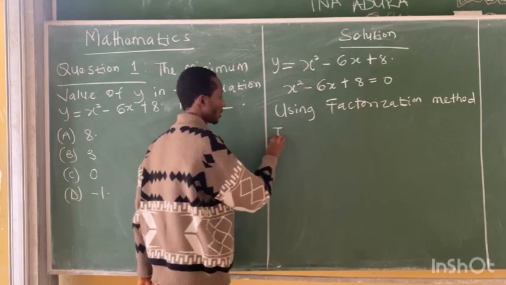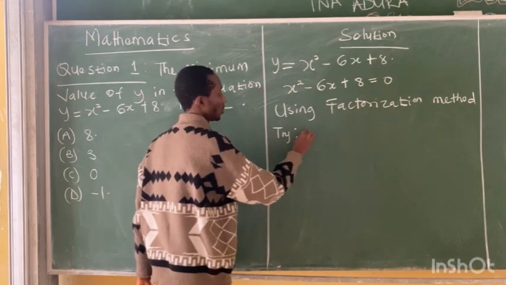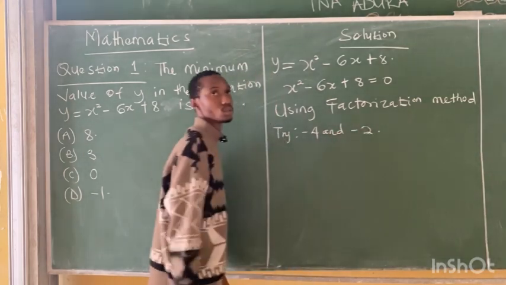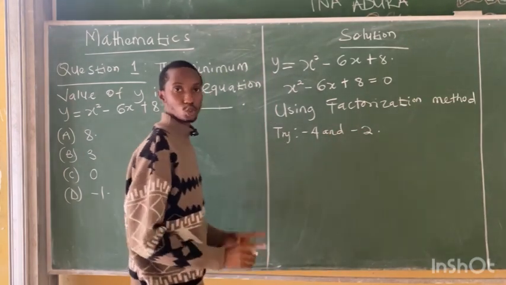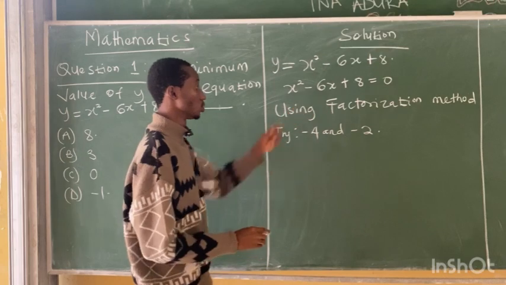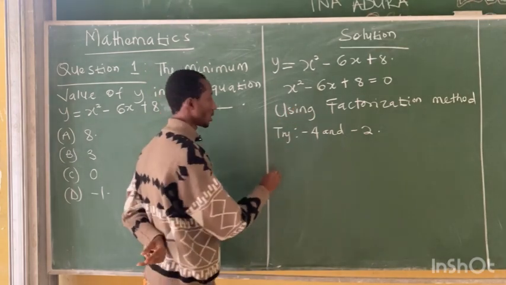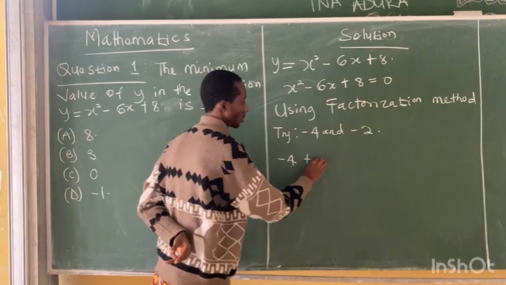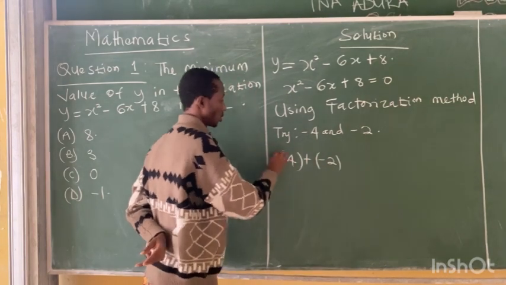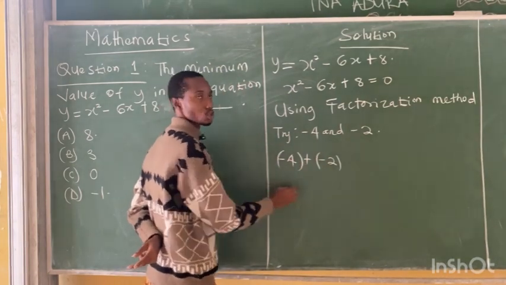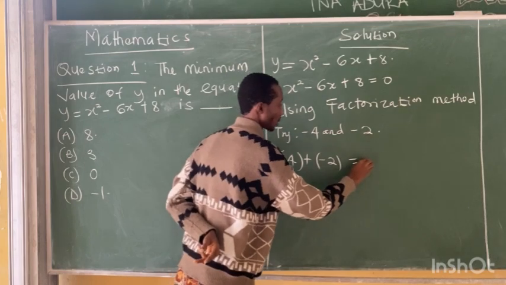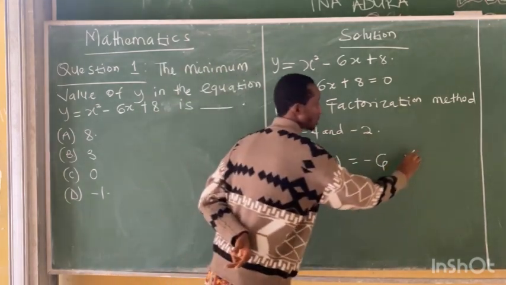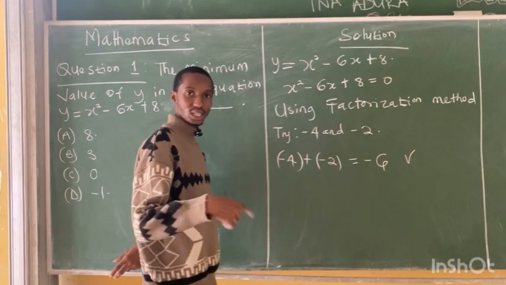Now let's try minus 4 and minus 2. Don't forget, the two numbers, when we add them together, should give us the middle number. So let's add these two numbers together. We have minus 4 plus minus 2, which gives us minus 6. This first condition is satisfied. Let's try the second condition.